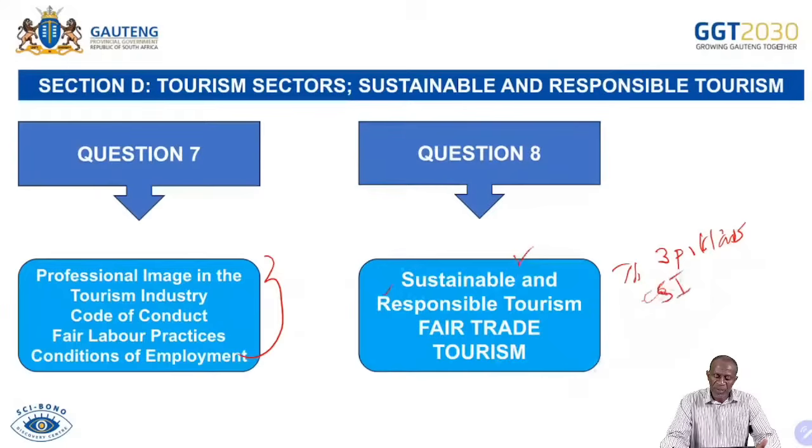Sustainable and responsible tourism. Know concepts such as the 3 R's, which involve reduce, reuse, and recycle as concept. That is your 3 R's: reduce, reuse, and recycle. And this shapes your sustainable and responsible tourism. The concept of CSI and the 3 pillars and how they interrelate.